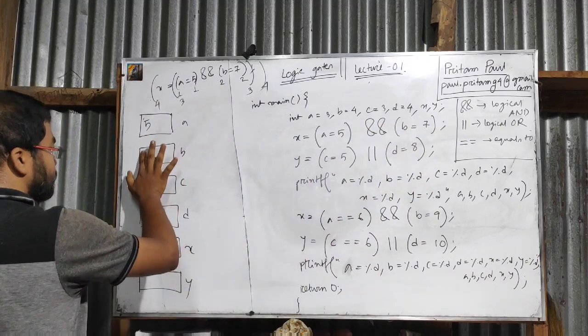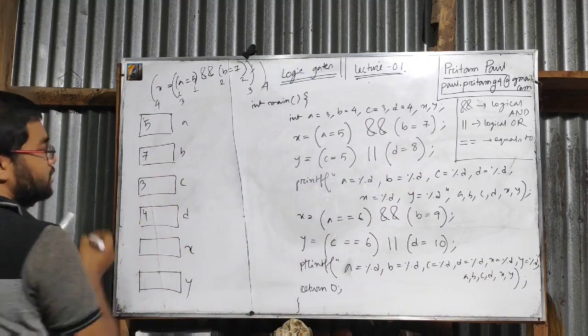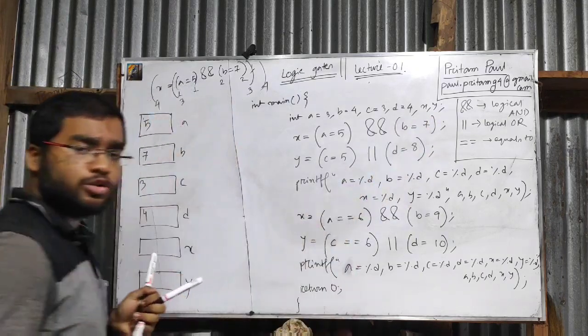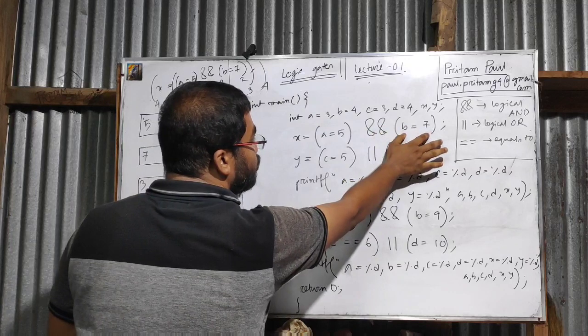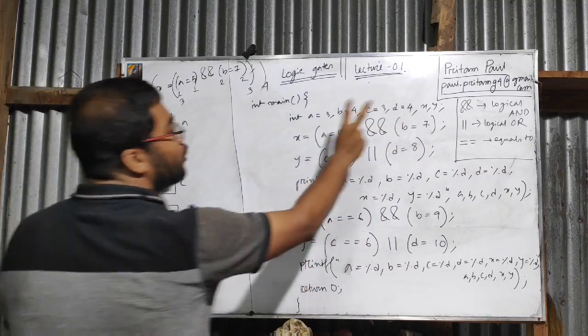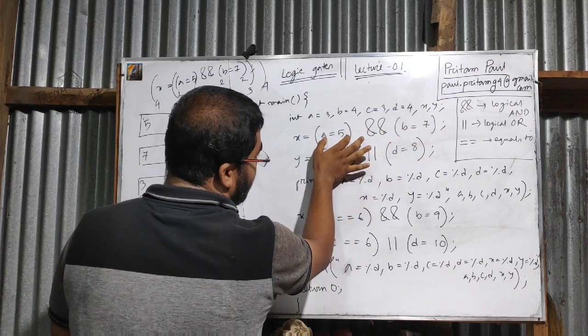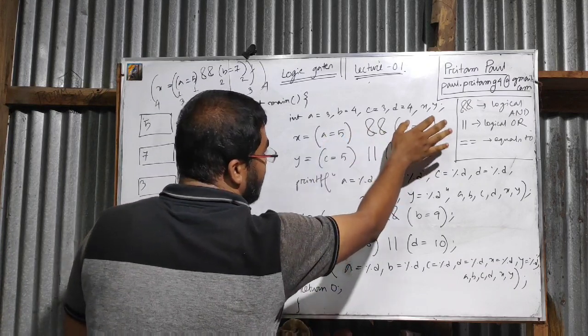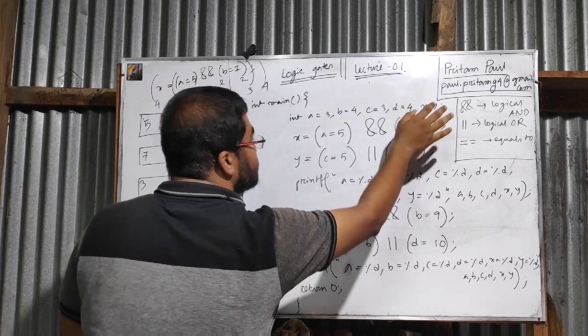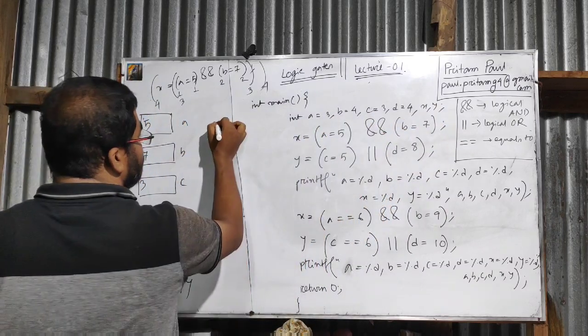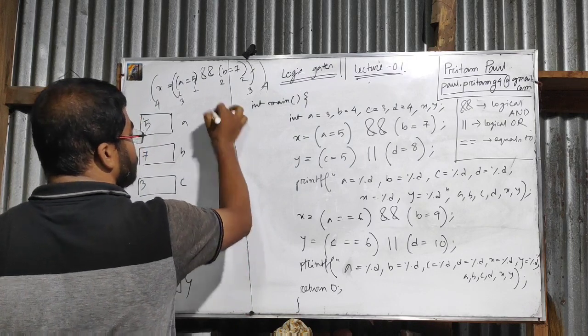Here B equal to 7. That's why B will be 7. Now 7 is also a true value. That means true and true. According to the truth table, if A is 1, and after that B is also a true value, that means if B is true, then X is true. Then what is the true value? In binary, the true value is 1, false value is 0.